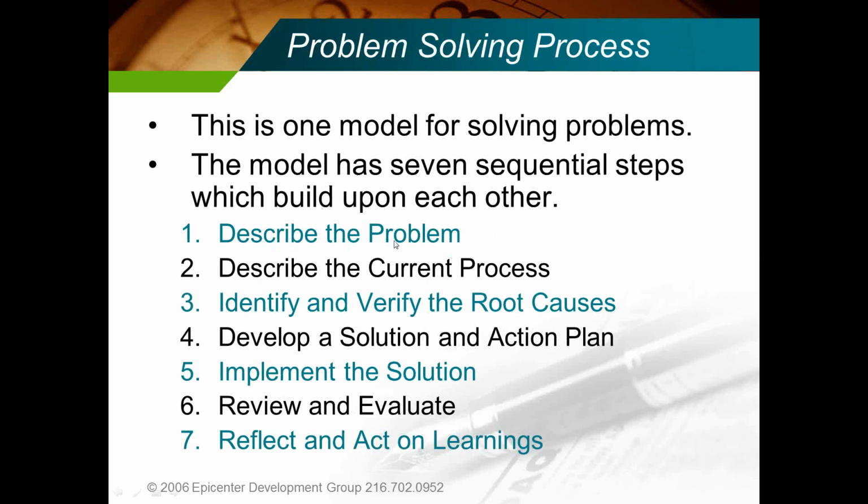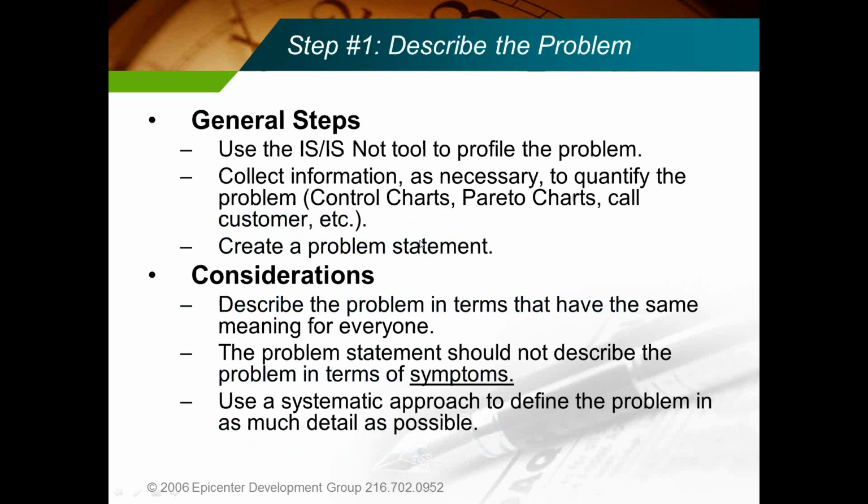So this is one model for problem solving. It's a 7-step model, and here's the steps. Describe the problem, describe the current process, identify and verify the root causes, develop a solution and action plan, implement the solution, review and evaluate, and reflect and act on learnings. This is a 7-step process. I didn't make it up. It's one of the typical models that's out there.